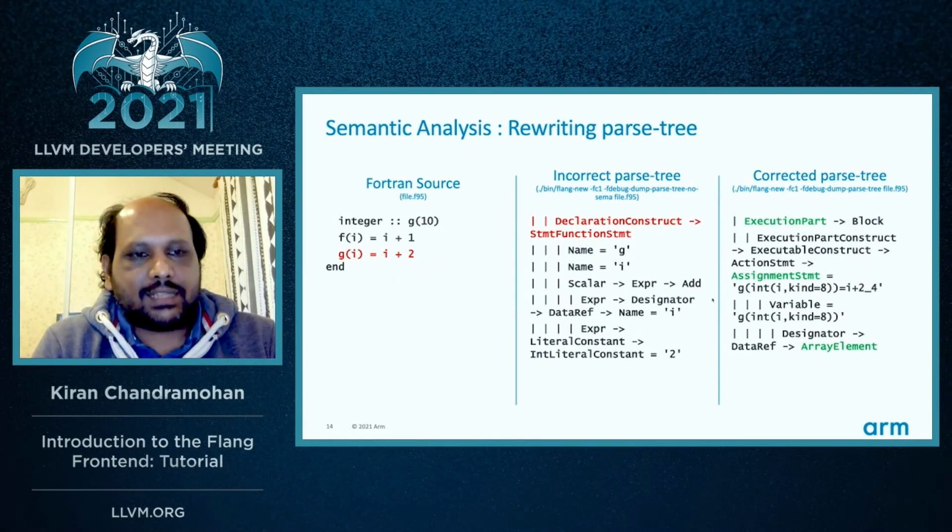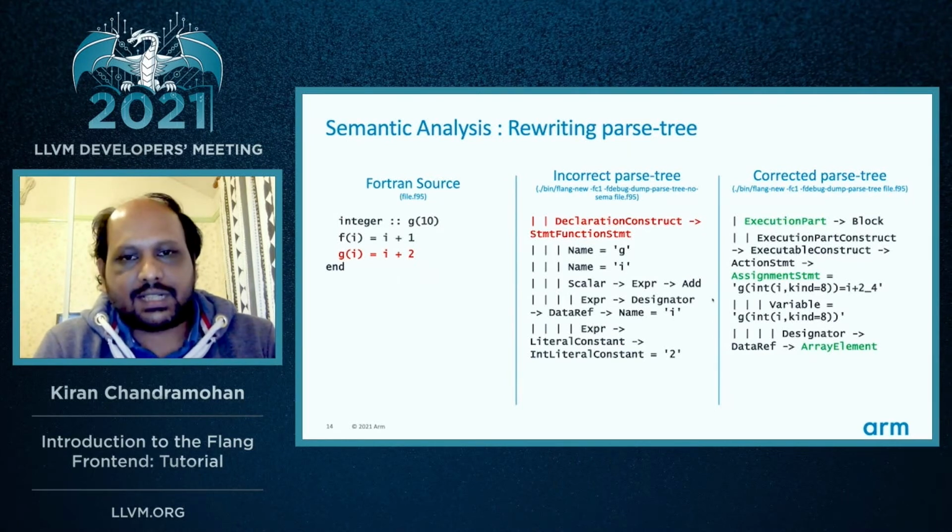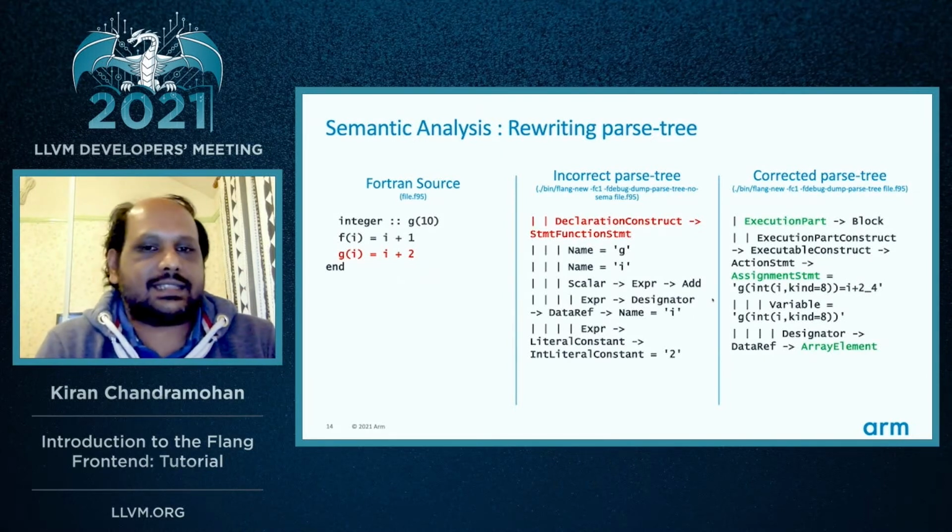Whereas the thing that is appearing below, which is g of I is equal to I plus 2, is basically saying add 2 to I and store that value in g of I, right? It's an array store operation, and it's not a statement function. But what we see in the middle column, if you dump the parse tree without semantic checks, is that even g is parsed as a statement function.